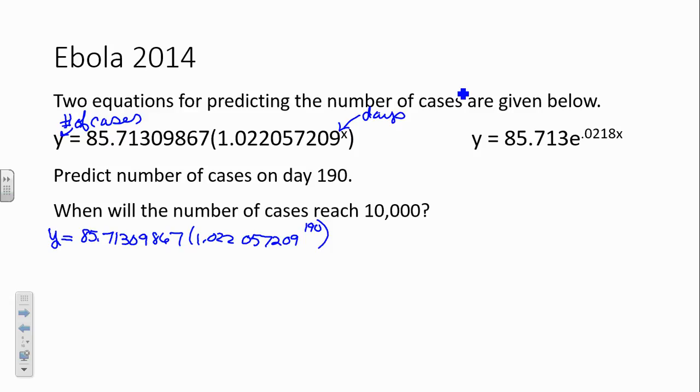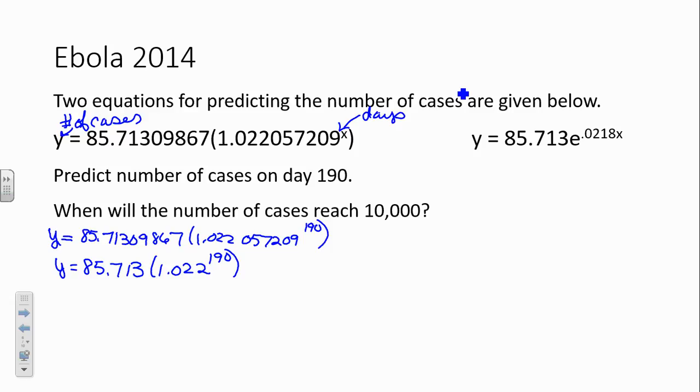Great question: if we used a smaller equation, would it give us the same answer? So let's have somebody do y equals 85.713 times 1.022 to the 190th, and we'll see how close those answers are, because maybe we don't need that level of accuracy. We'll look at this one as well and see how close the two come. Whoever wants to do the easier one.